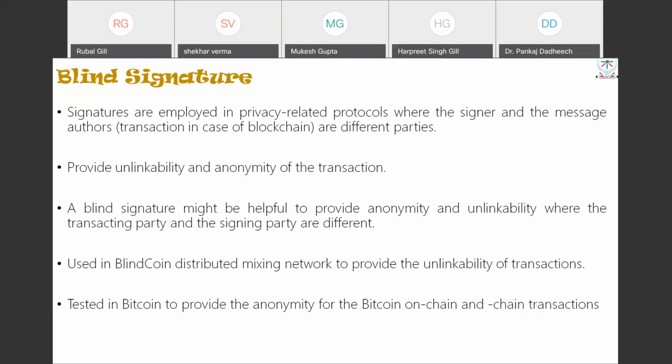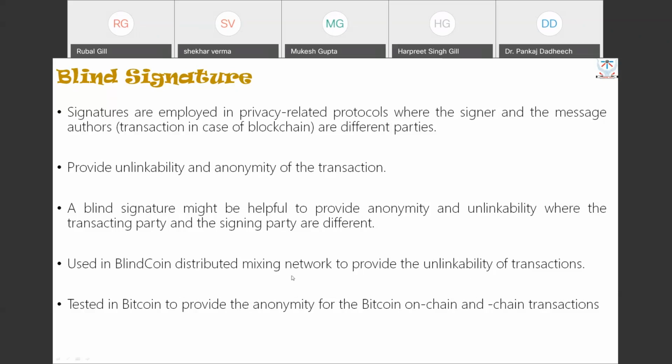Hence it provides the unlinkability and anonymity of the transaction. Unlinkability, why? Because it does not know the receiver. And anonymity, why? Because you do not know the money, you know only the hash value. So a blind signature can be used to provide anonymity and unlinkability to the transacting party and the signer. This is used in blind coin, and it's used to provide unlinkability of the transactions.